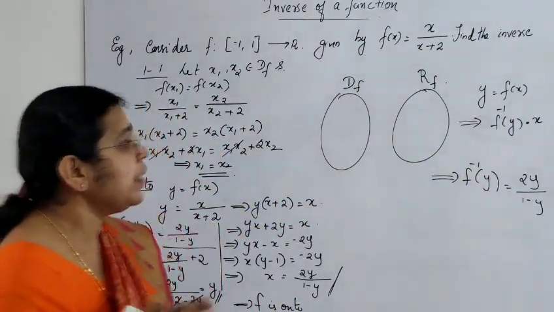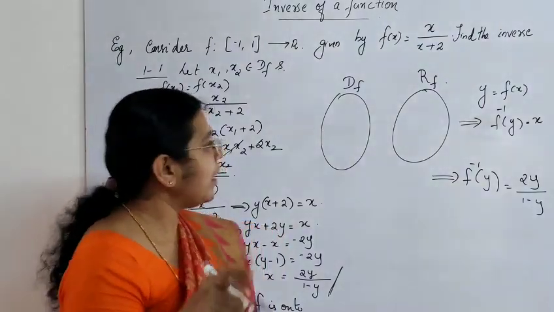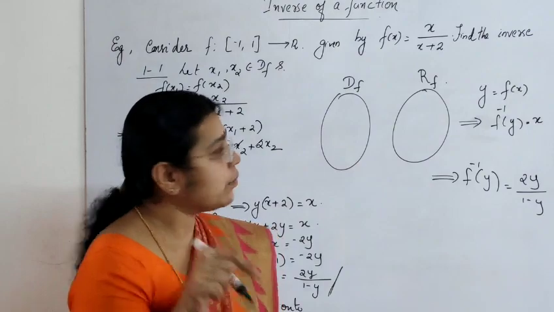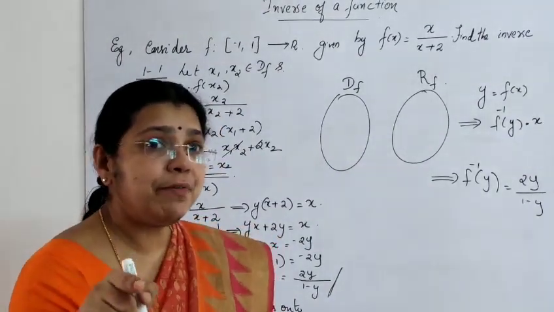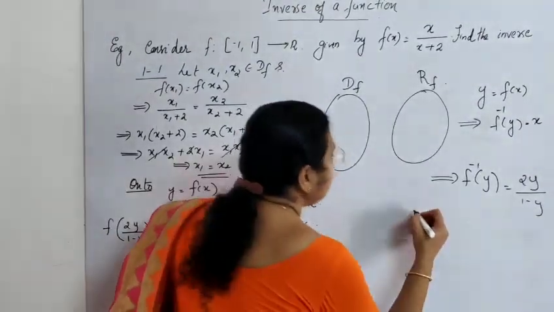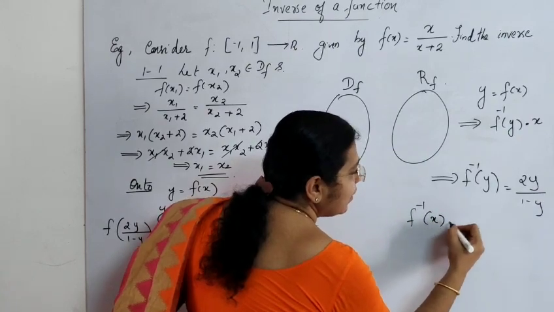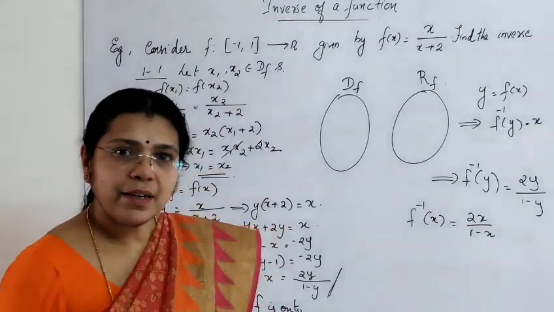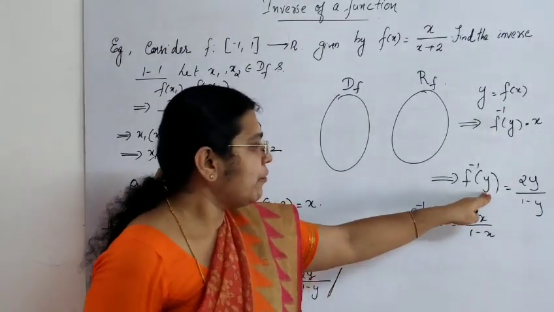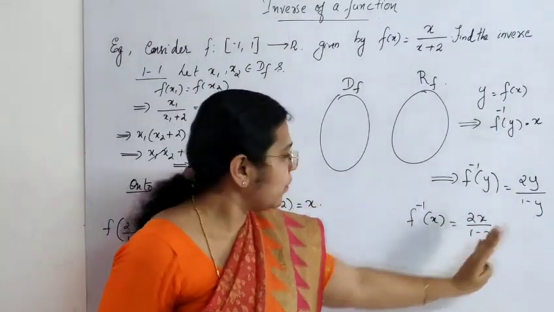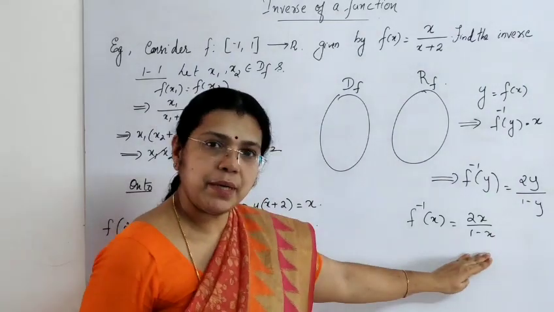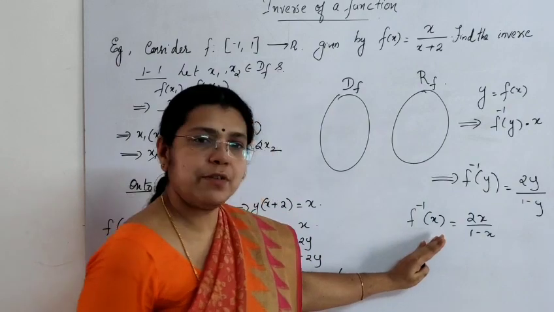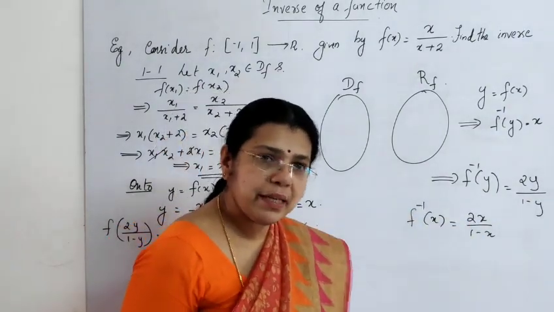Now you might ask me, if it is f inverse of y, why is it f inverse of y? Can't it be f inverse of x? Sometimes in the question it will be to find f inverse of x. Definitely you can write f inverse of x here. See, it is 2x by 1 minus x. Got it? In terms of y, you have 2y by 1 minus y. Here it is 2x by 1 minus x. That is f inverse of y and f inverse of x. Both are the same. Only thing is that the variable is changing.